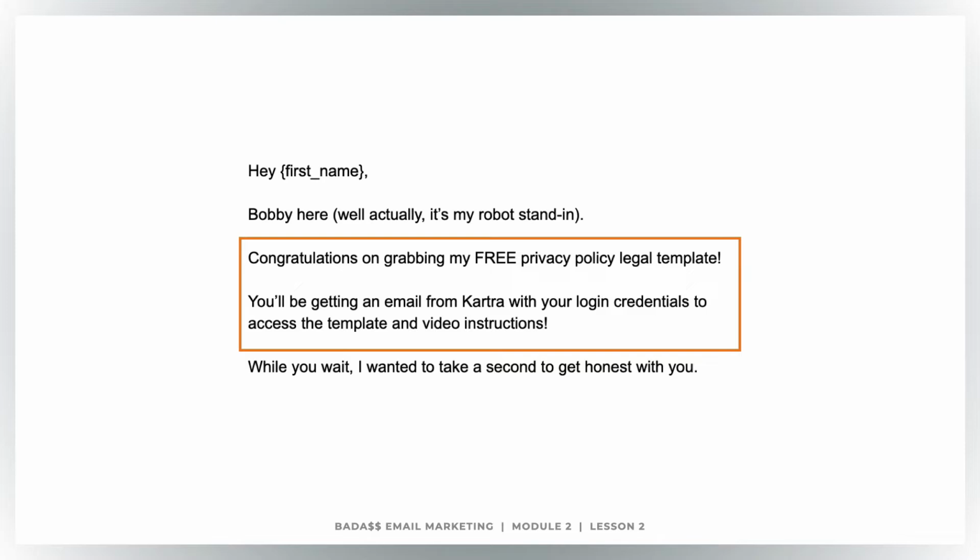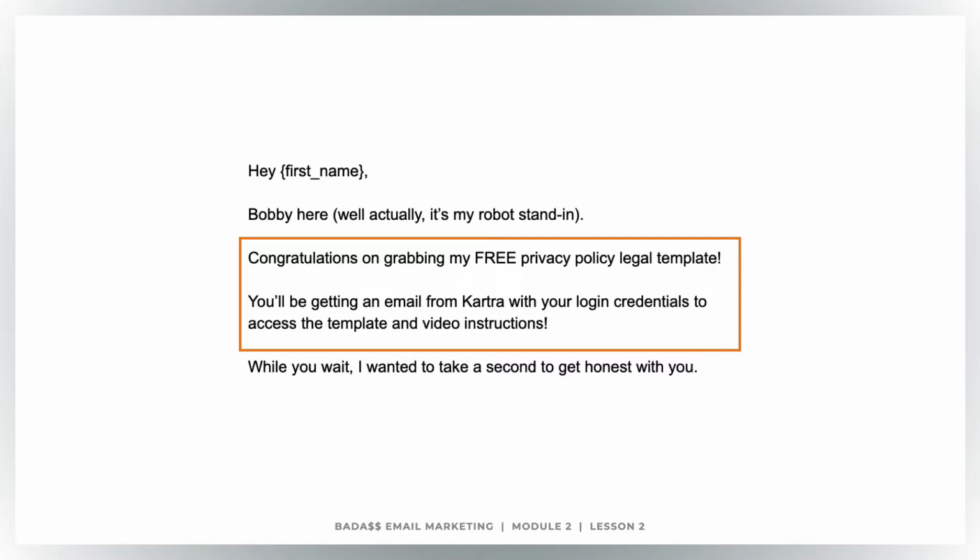This one is not, because it's a membership area. So what I say is, hey, you'll be getting an email from Karcher with your login credentials to access the template and video instructions. So I'm telling them that. If they get to download it, this is where you might say, hey, here's your link to download. But that's just if you can do that. So that's all it is.